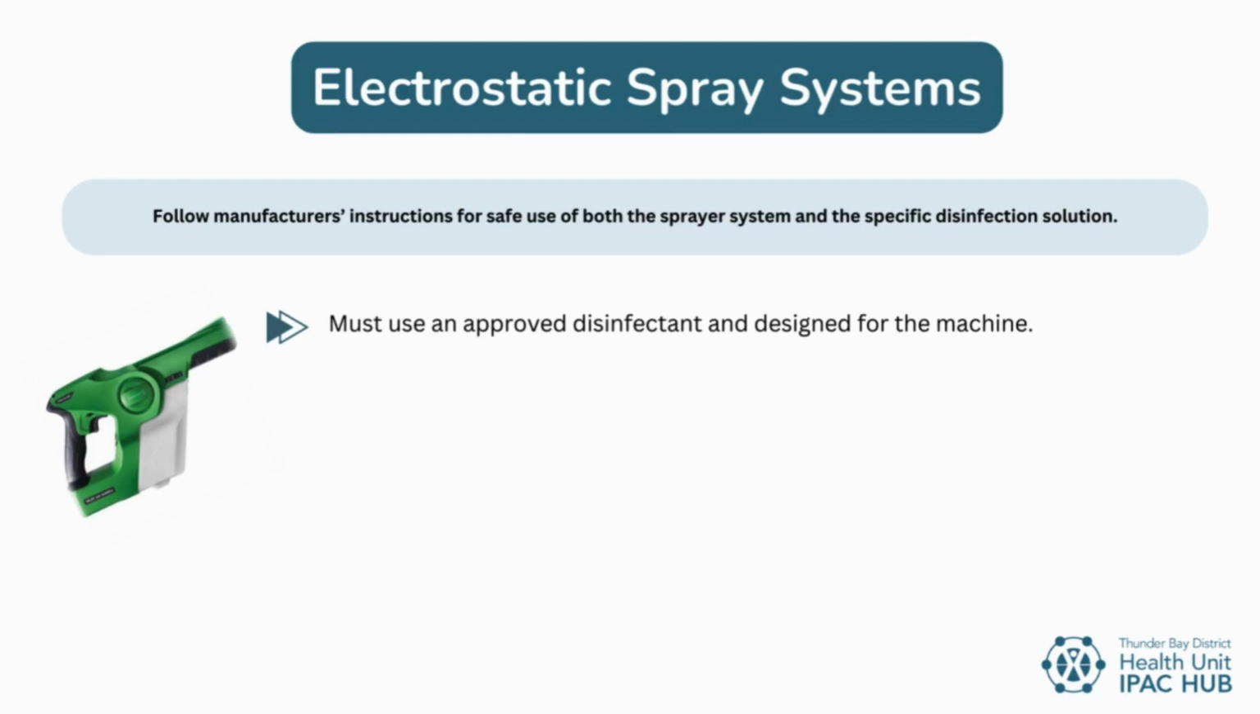When you're using an electrostatic sprayer system, you must use an approved disinfectant that is designed for the machine. Disinfectant products, as we mentioned earlier in this module, are approved by Health Canada and they do have a DIN. Your model may say to use a specific disinfectant. So, you're not going to just pick any other disinfectant to use with that model. It's designed for it for a reason. It's something that's been tested with it. They know it works with it. They know the health effects of it. So, only use what you're supposed to with the system.